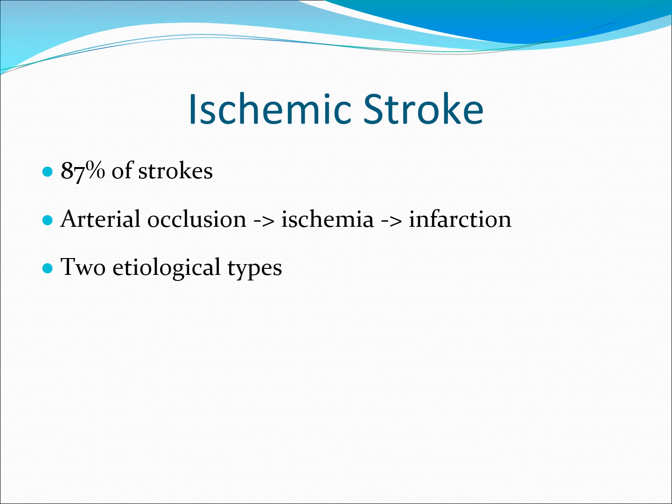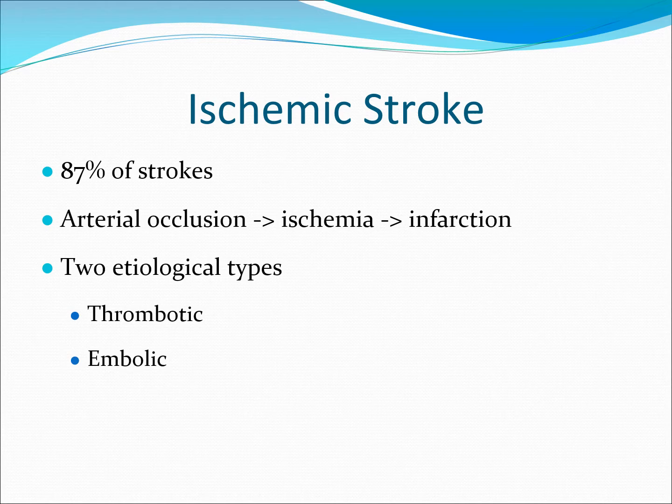The general pathology that the ischemic strokes follow is that a blood vessel gets blocked. It causes ischemia, which is tissue damage because of lack of oxygen, which eventually ends up in tissue death because of a cascade of events that we won't go into.